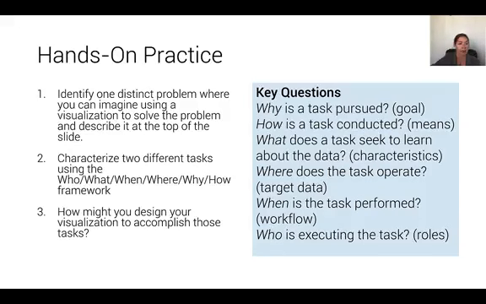I encourage you all to take a little time for some hands-on practice, in particular in identifying one distinct problem that you can imagine using visualization tools to solve. And I want you to describe this at the top of a slide or a sheet of paper. After you've done this, I'd like you to think about and characterize 2 different tasks using the framework that we've discussed here. How might you design your visualization to accomplish those tasks based on the characterization that you've constructed?